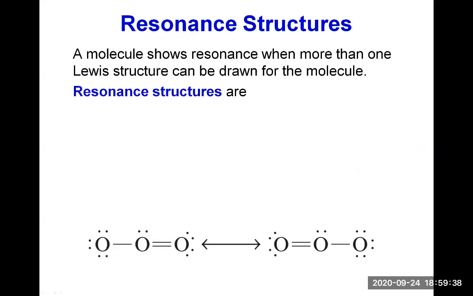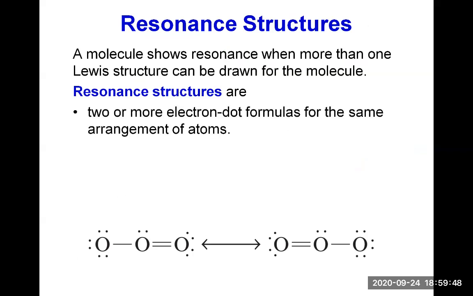So resonance structures. A molecule shows resonance when more than one Lewis structure can be drawn for the molecule. And so resonance structures are 2 or more electron dot formulas for the same arrangement of atoms. So for the same molecule, there are different ways of drawing its Lewis structures. You can see the example of the ozone molecule below. Ozone is O3, 3 oxygens bonded together. And you can see how you can draw it one way or the other.